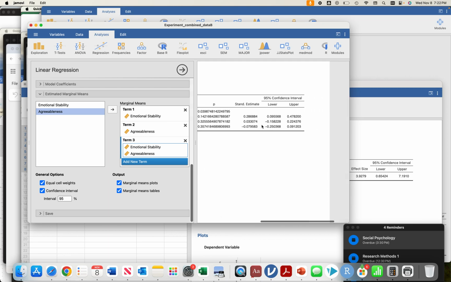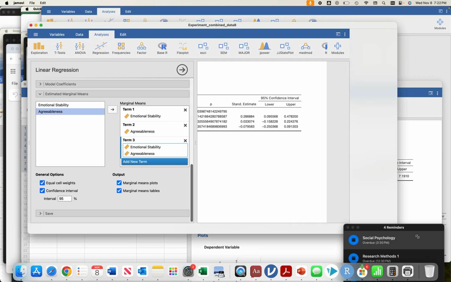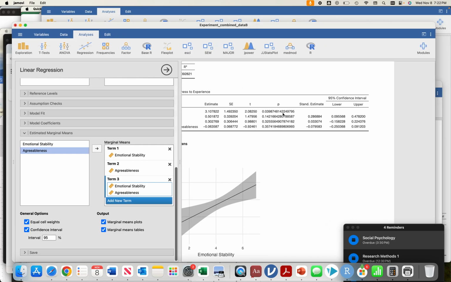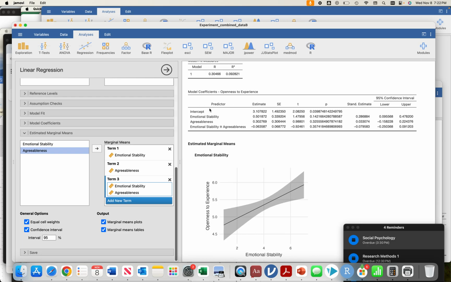So first things first, I'm going to look at, let me make this a little bit bigger for y'all. Sorry that wasn't maximized. I'm really concerned with my p-value, my standardized estimate, and my 95% confidence interval. So the intercept, I have no concern over. That's the constant. Y equals mx plus b. This is the b.